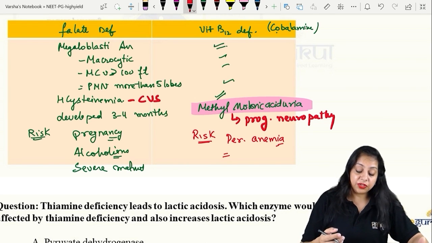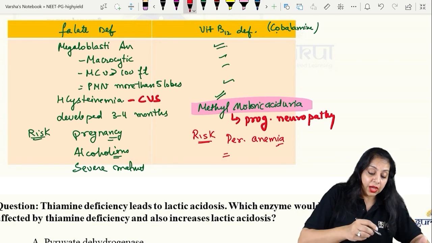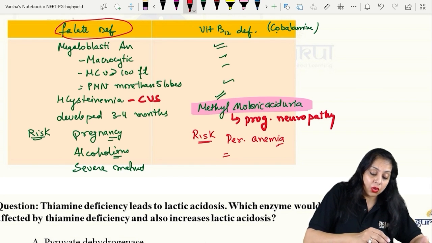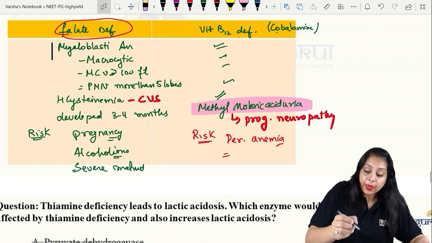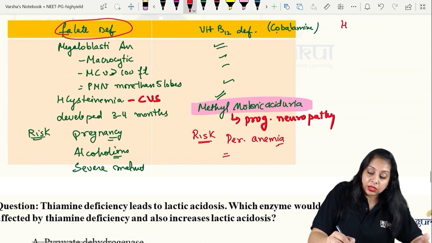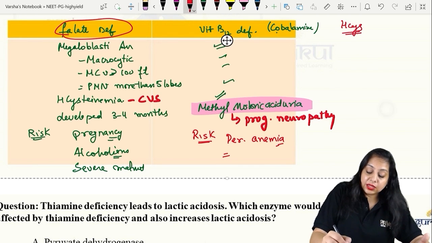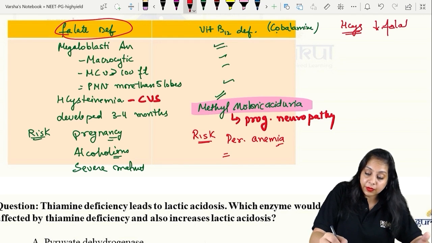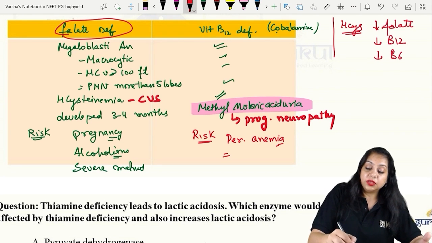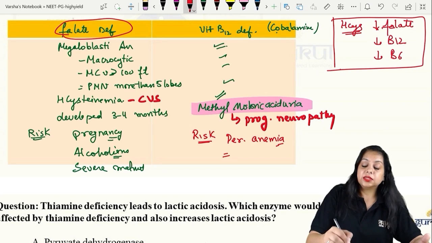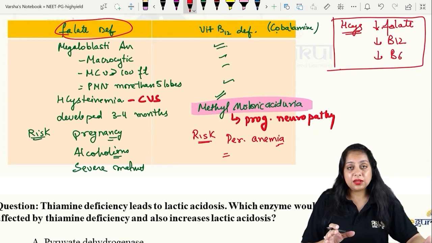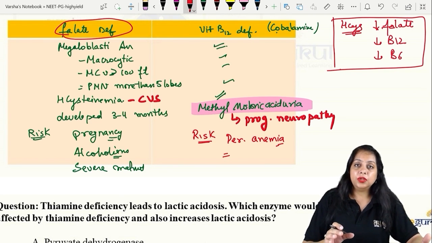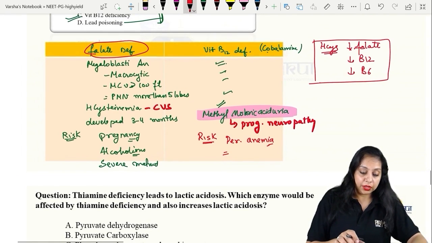Right? B12 deficiency. Homocystinuria in the folate deficiency also. Write this thing down: there will be decreased folate, there will be decreased B12, and also there will be decreased vitamin B6. All three things. For the detailed thing, just refer to the lecture when we discussed the homocysteine.